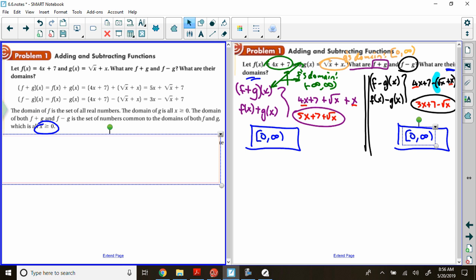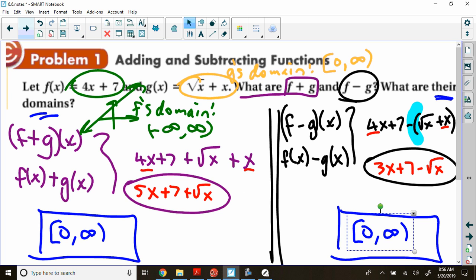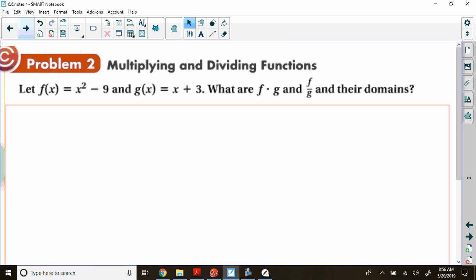If not, now that was for sums, and that was for a sum and a difference. Let's see what example 2 has. Example 2 has multiplying and dividing. So example 2 here has got multiplying and dividing.